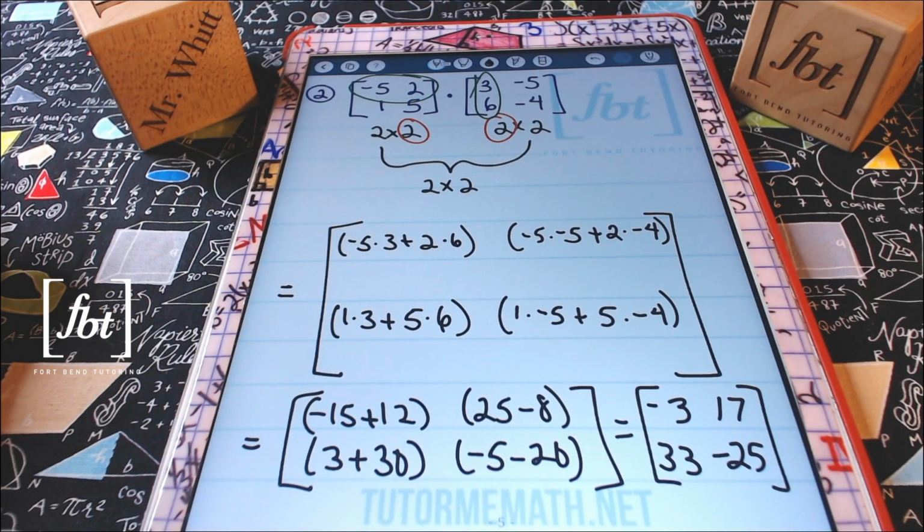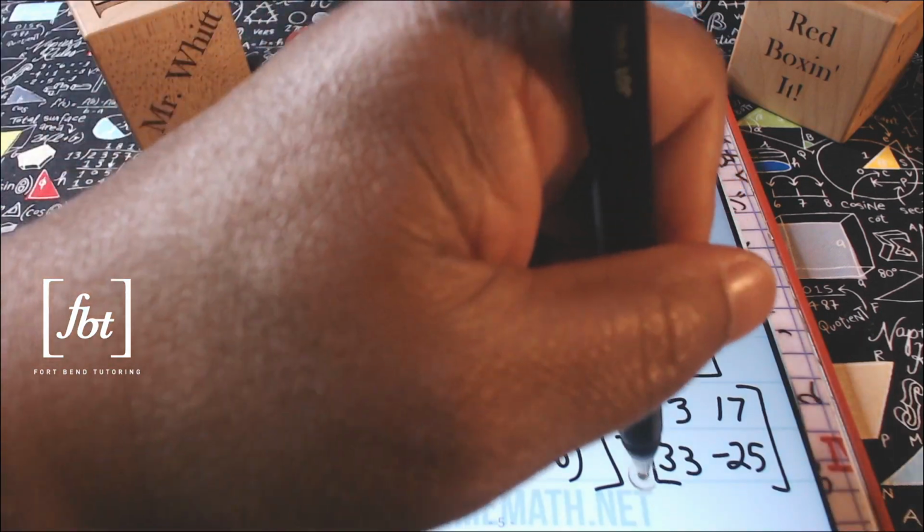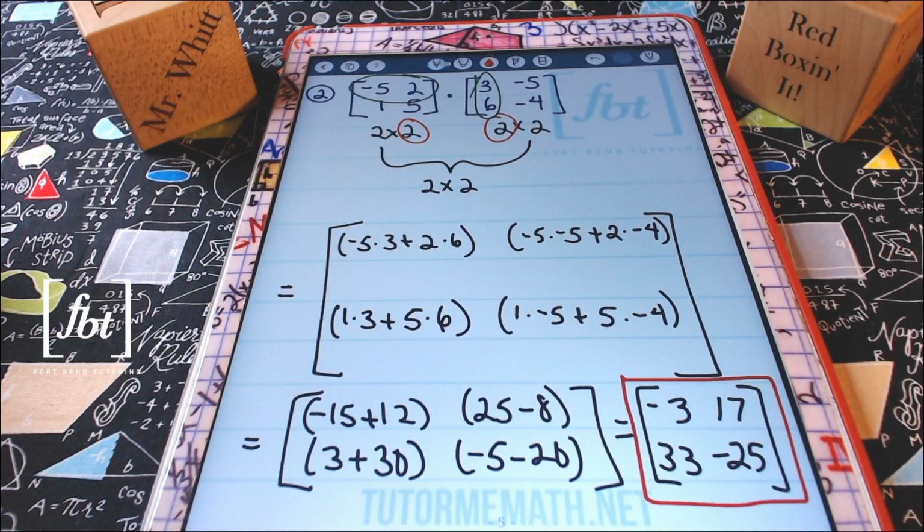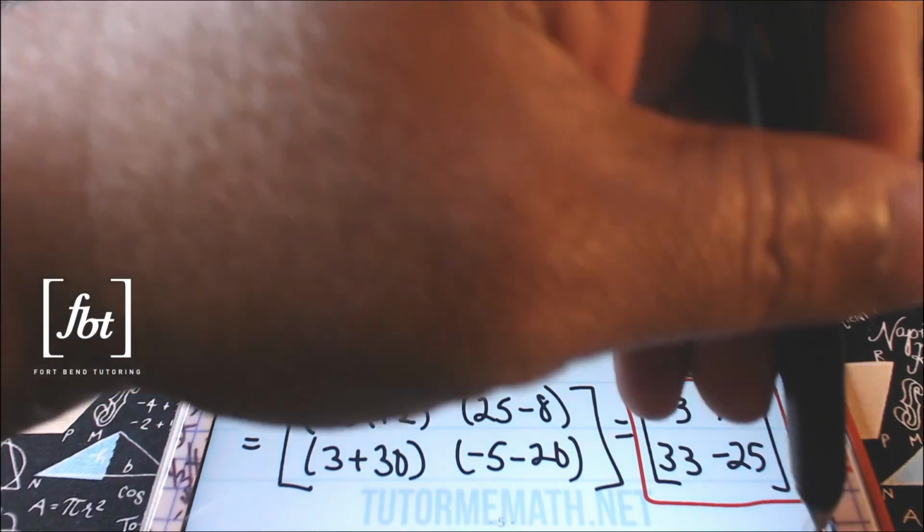Red box it. All right. Let's go ahead and gift wrap our answer. There we go. That's problem number 2, guys. We have a result of negative 3, 17, 33, and negative 25. And that is problem number 2.